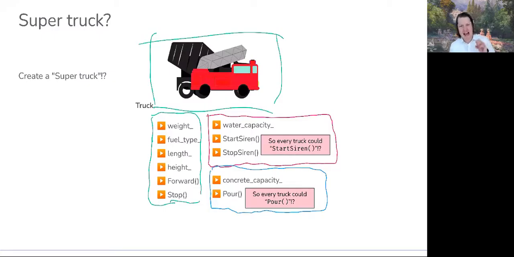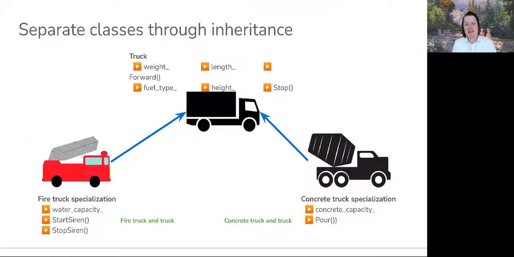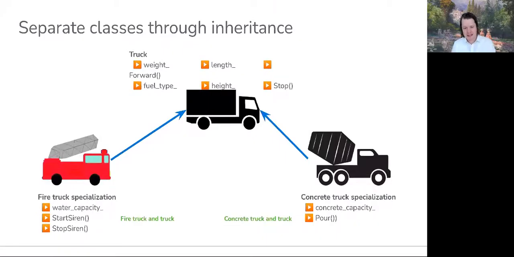We should have a type for our fire truck. We should have a type for our concrete truck. And then maybe we have some sort of generic truck from which these trucks are derived. And that's where we're going with this idea of inheritance.